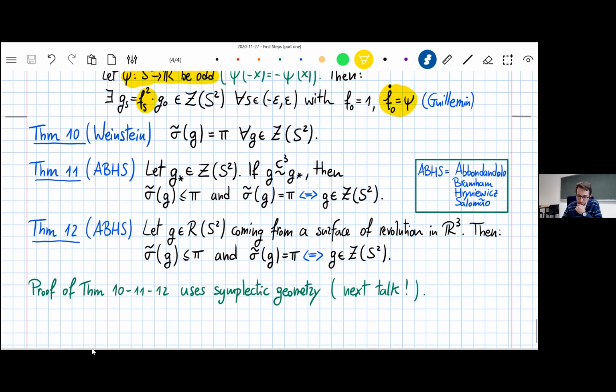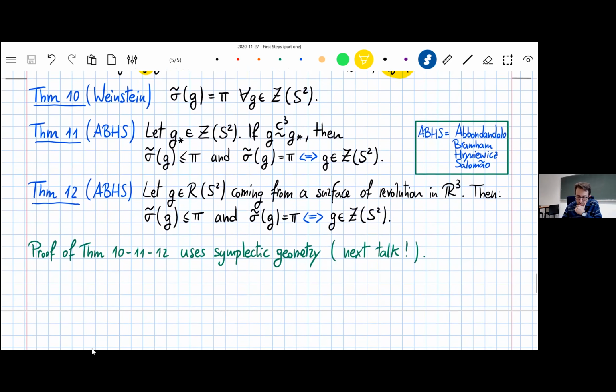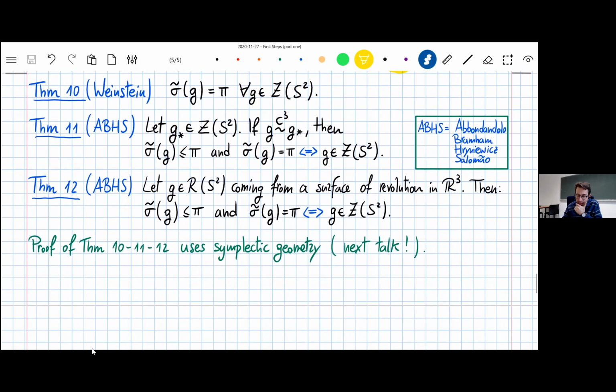It was an interesting one. So now we come to how we can study this local maximality of Zoll metrics, of the metric G0. And this, we will see in the next talk, will use symplectic geometry. And here we have basically these three results. All three of them we will see in the next talk, how they come about.